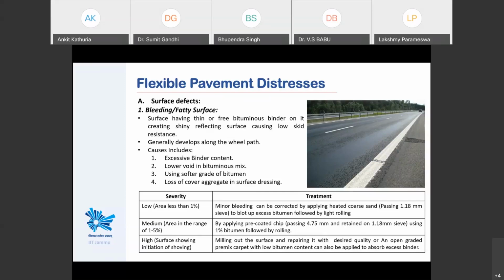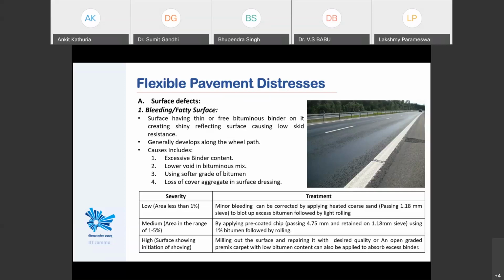So these are some probable reasons, and the treatments are suggested based on the severity level, the 3 severity levels that are shown here. The first severity level is low, when the area of total surface bleeding is less than 1%. Then the treatment is given by applying a heated coarse aggregate sand, which is passing 1.18 mm sieve. So this treatment is used when the severity level is low. Similarly, different treatments are used when the severity level is medium or high.